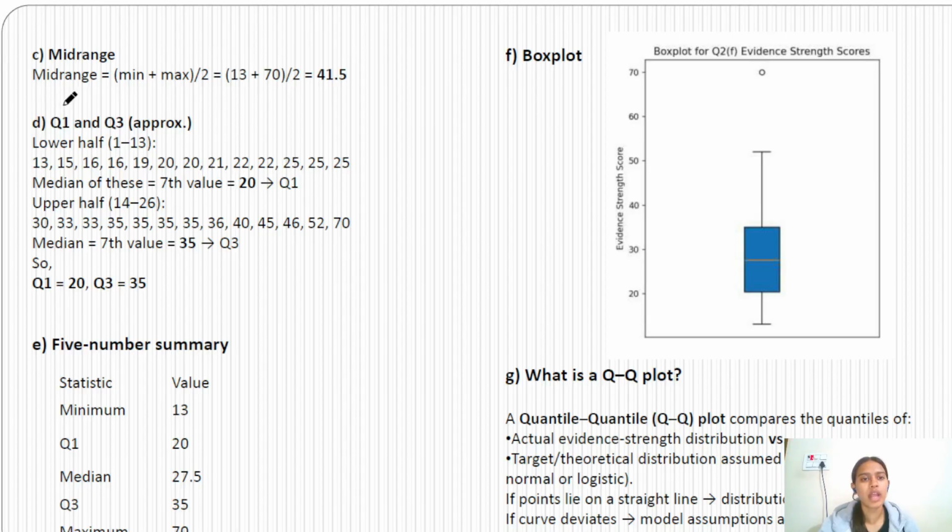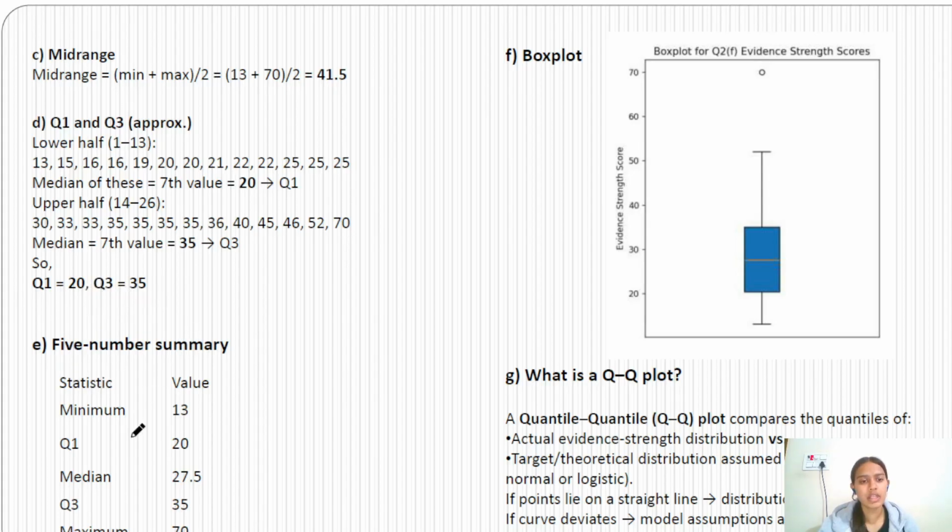Now we have to calculate quartile 1 and quartile 3. For quartile 1 we look at the lower half, and for quartile 3 we look at the upper half. These are the elements of the lower half. The median of this will be the 7th value, which is 20. So quartile 1 will be 20. For the upper half we again take the 7th value, which is 35. So quartile 3 will be 35.